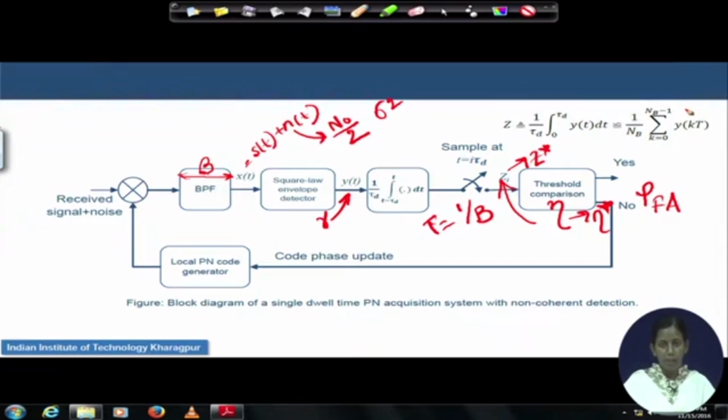So that was a recap of the last module, and from here onwards we completely understand the probability distribution function of Z, in presence of the signal and in absence of the signal. Going by the same philosophy with which we devised the probability of false alarm expression in the last module, we will now derive the probability of detection.